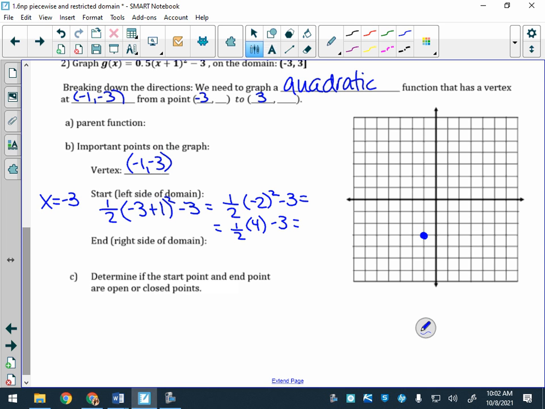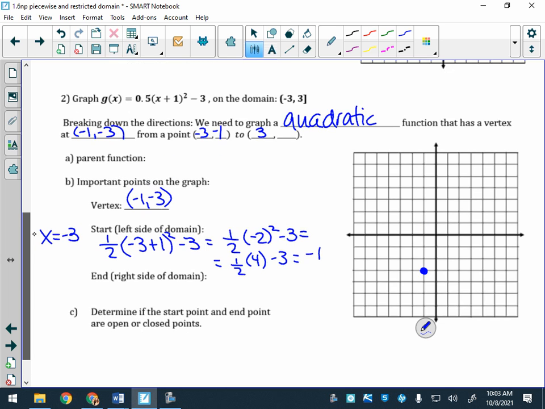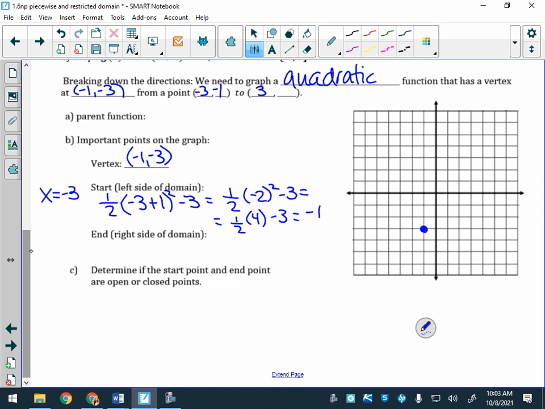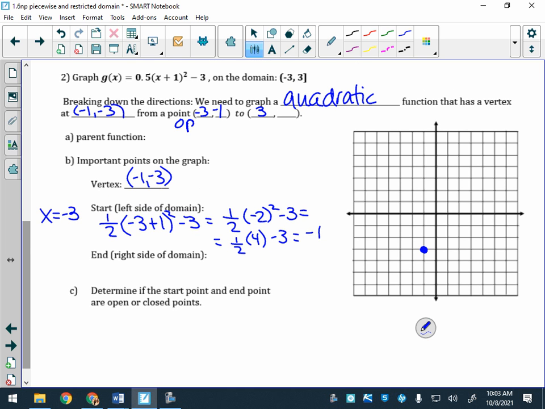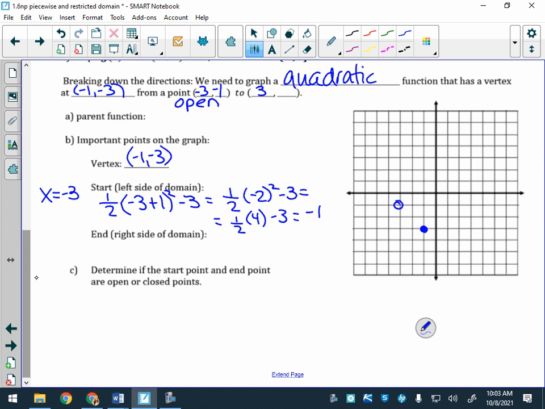Okay. At -3, what is our corresponding y value? Jax? Well, they actually do. It is -1. You are correct. Okay. So we have -3, -1. Is that going to be an open or closed circle? It's going to be open because it is a parenthesis. So -3, -1, open circle. Okay. Now we have to do the same thing on the right side.